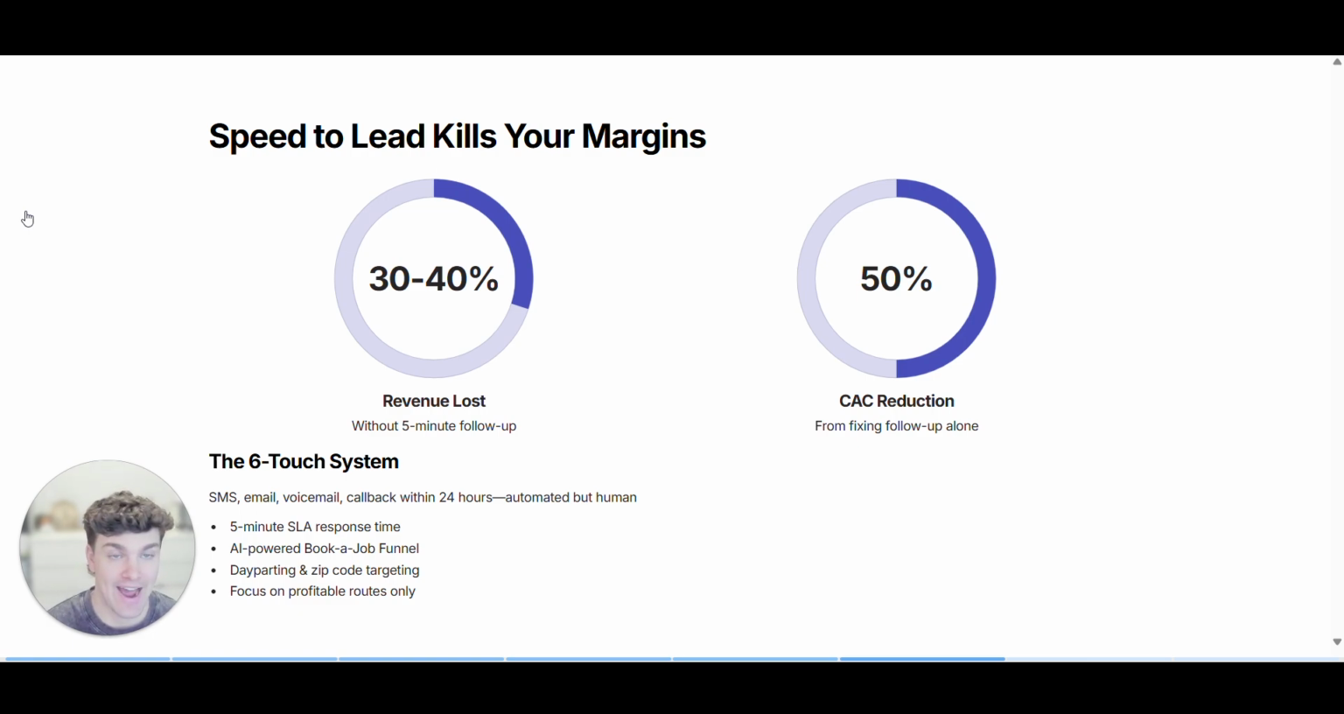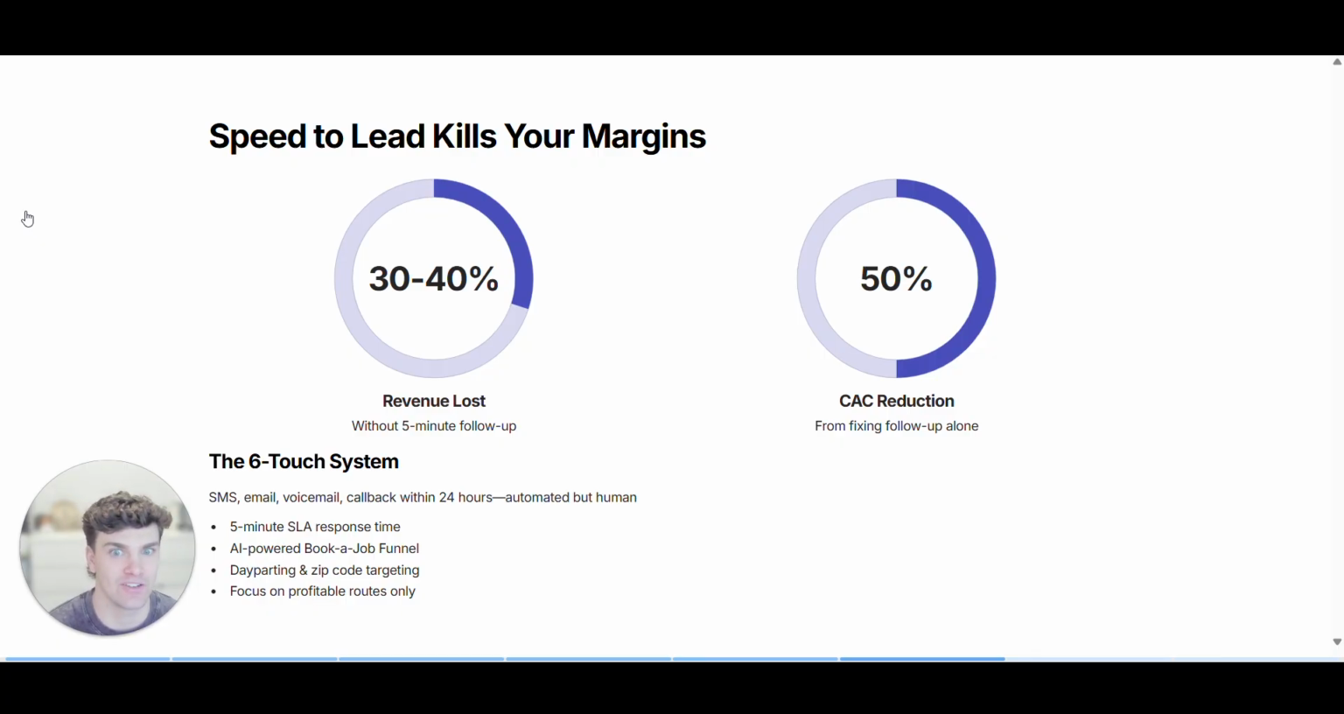Another thing that is half the equation and people almost completely ignore is 30 to 40% of their revenue is lost because your speed to lead is killing your margins. If you're not reaching out to your leads within 5 minutes or 15 minutes of business hours, you are leaving 30 to 40% of the revenue on the table. And I'm not talking about a text. I'm not talking about an email. You literally have to call them and get them on the phone within the first 24 hours, or your conversion rate goes down significantly.